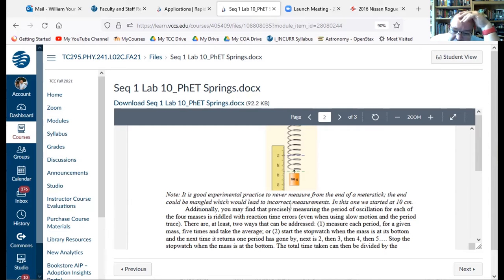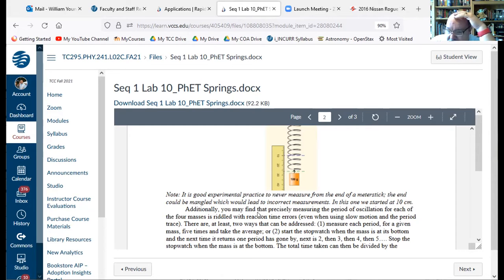Additionally, you may find that precisely measuring the period of oscillation for each of the 4 masses is riddled with reaction time errors, even when using slow motion and the period trace. There are at least 2 ways that can be addressed. 1, measure each period for a given mass 5 times and take the average.